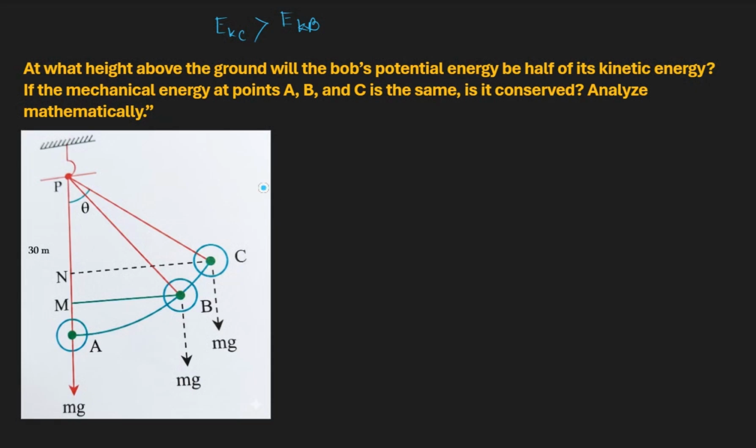So here is the concept of this question. The very first question: at what height above the ground will the bob's potential energy be half of its kinetic energy? So the ground point, let's say point A, and from A at a certain height, we don't know that height actually, that we have to calculate. Anyways, that is h.